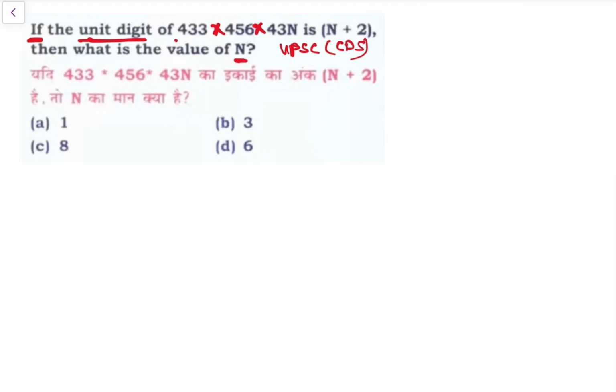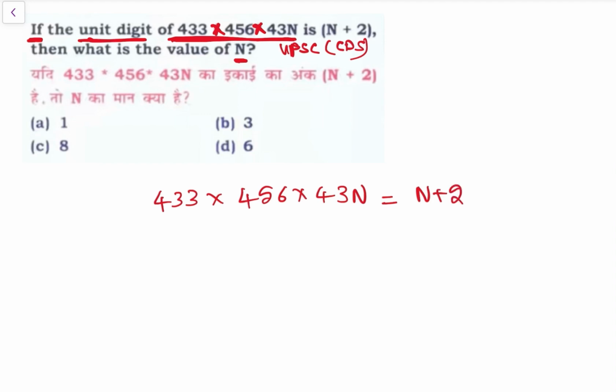ठीक है, सो देखो ये multiplication form में है expression, so unit digit दिया हुआ है, so unit digit of 433 into 456 into 43^n is equal to unit digit का आ गया n plus 2. ठीक है, अब देखो unit digit how do we find out, so that is 3 into 6, 3 into 6 is 18. ठीक है, so here then again unit digit of this expression 8 into n, so 8 into n.